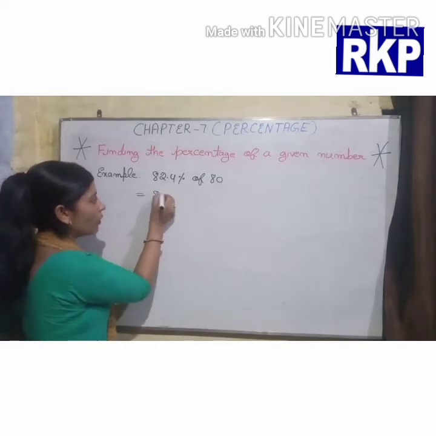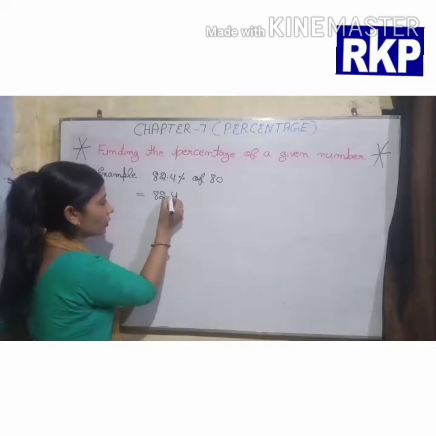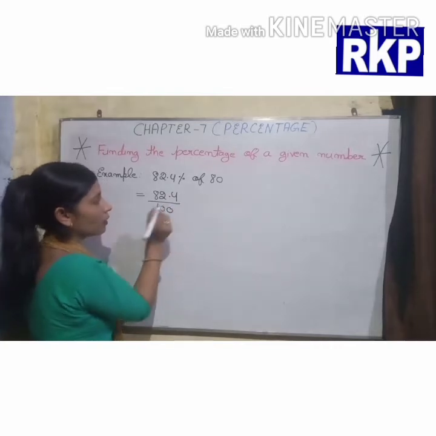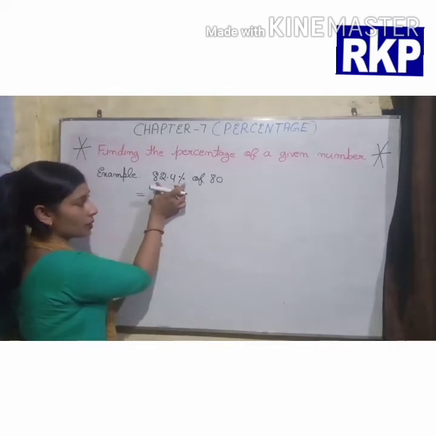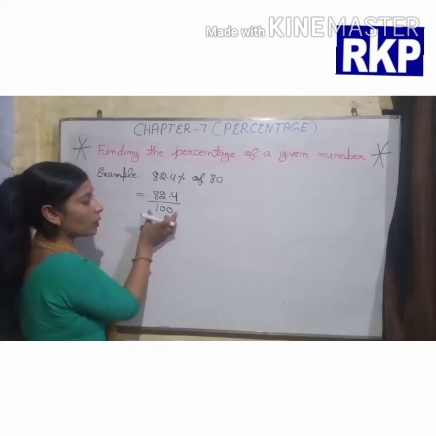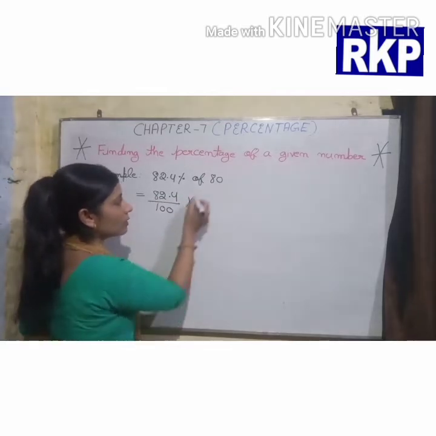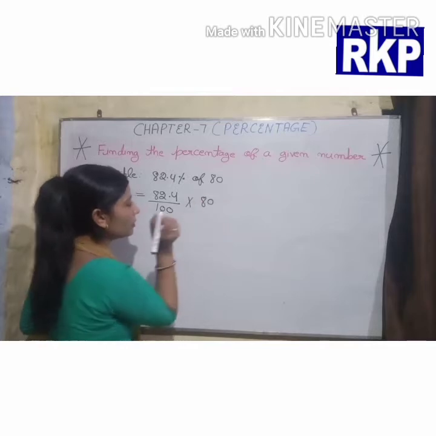So here we have 82.4. So 82.4% is equal to 82.4 out of 100. Now we have to put the sign of multiplication and then we have to write 80.